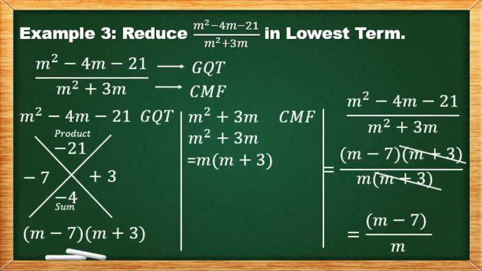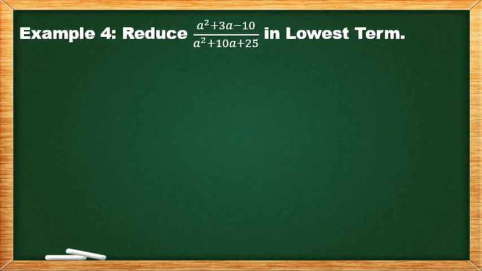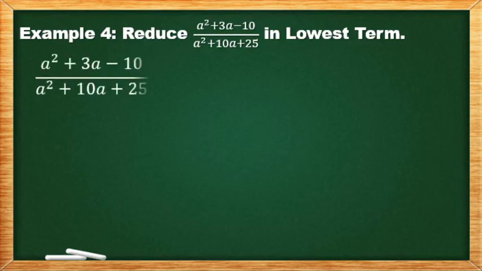Ibibigay ko sa inyo lahat ng possible examples. Okay, number 4. Reduce a squared plus 3a minus 10 all over a squared plus 10a plus 25. This is our given. Obviously, the numerator, gagamitin natin dyan ay GQT. And how about the denominator? Observe the denominator. The first term and the last term are perfect squares. So, pwede sa kanyang PST or GQT. It's up to you guys kung anong gusto nyo gamitin, kung saan kayo mas nadadalian.